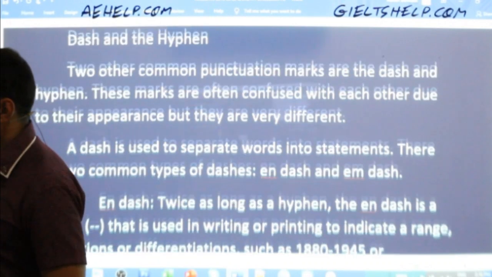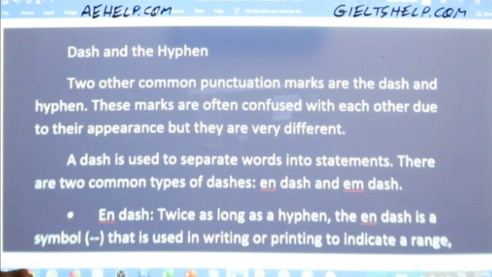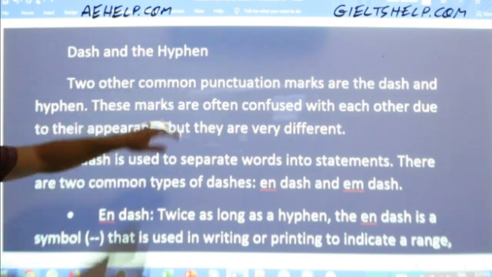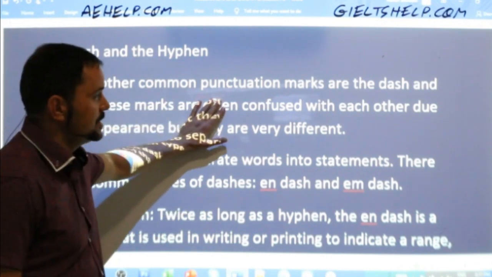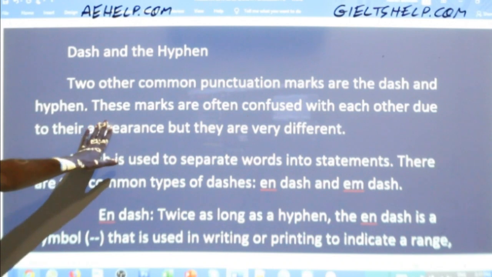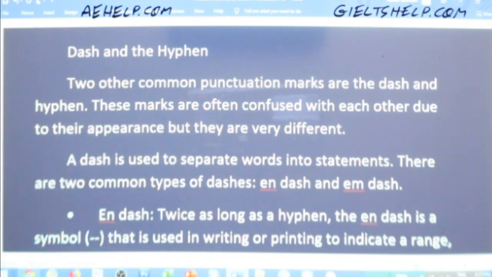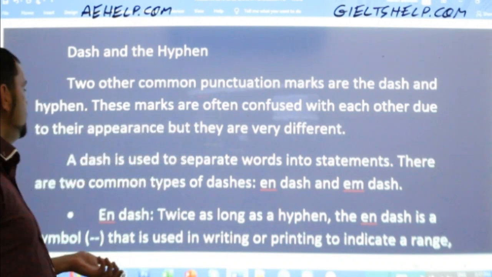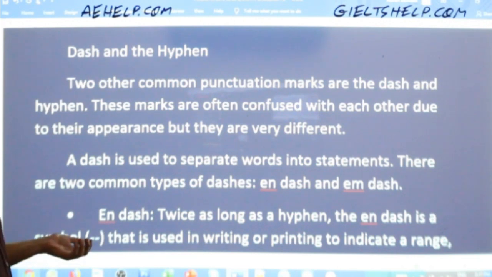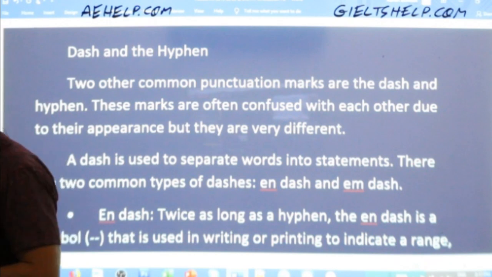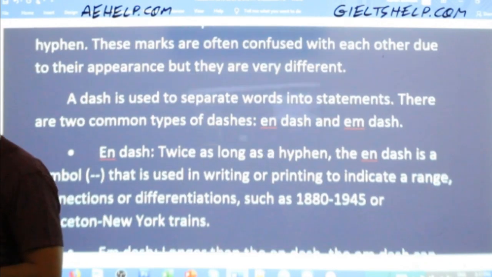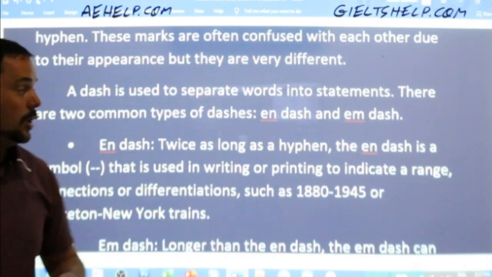All right, so let's talk about the dash and the hyphen. These are two common punctuation marks, and they're often confused with each other. So people are like, when do I use one and not the other? Because they're really similar, with just a small difference between them. So let's talk about them.